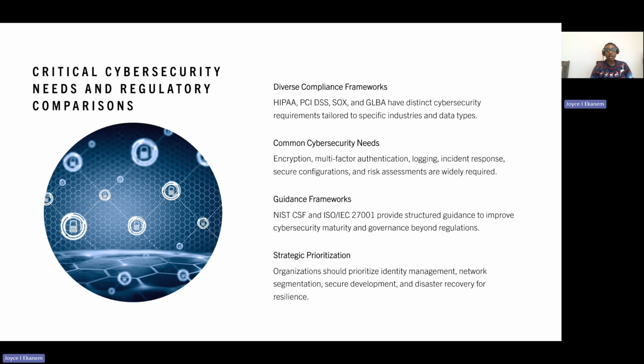Prioritization should align with organizational goals, focusing first on high-impact capabilities such as identity management, segmentation, secure development, and disaster recovery resilience. By comparing regulatory expectations and mapping them to organizational objectives, businesses can allocate resources efficiently and build a roadmap that closes gaps between current and desired security postures.